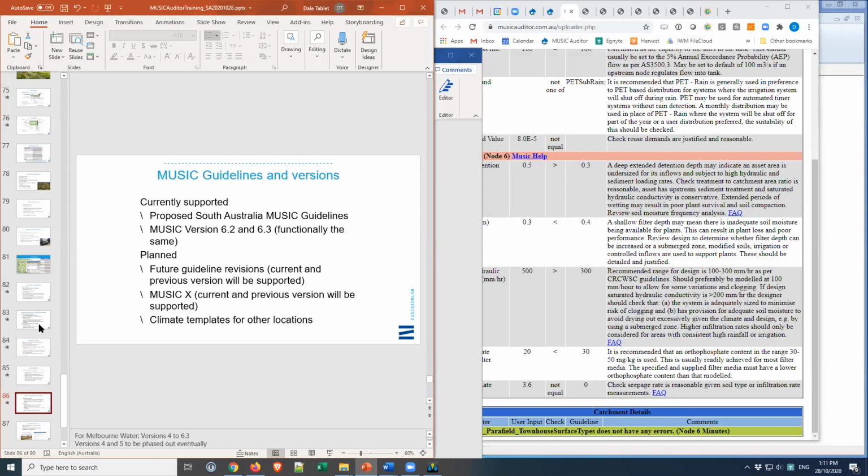My advice for consultants and authorities at present is to continue using version 6.3 until everyone's happy with version X and what's coming through it. And ideally, we've got the auditor running for you as well.